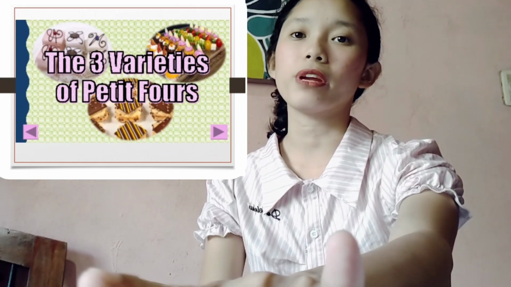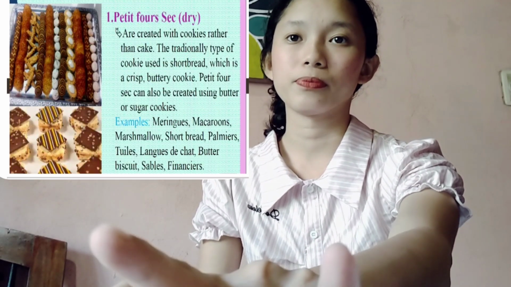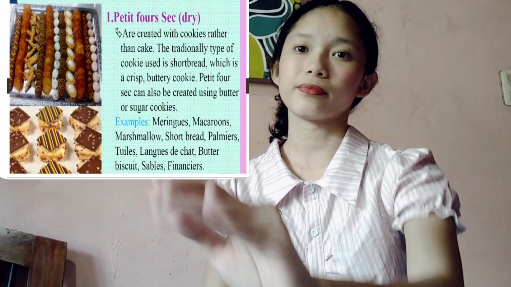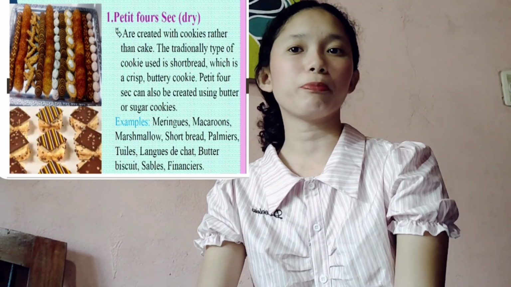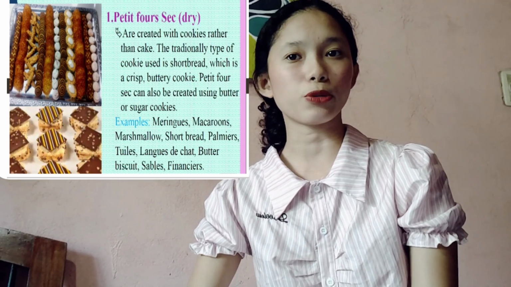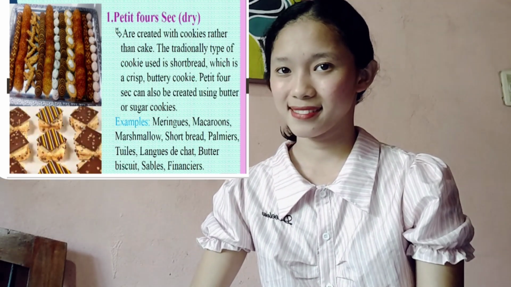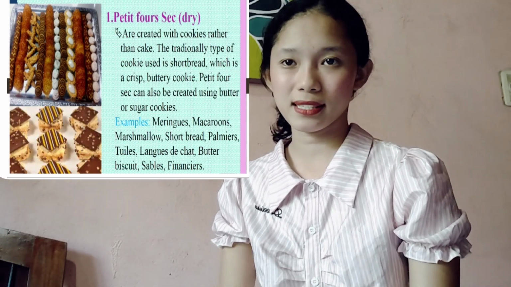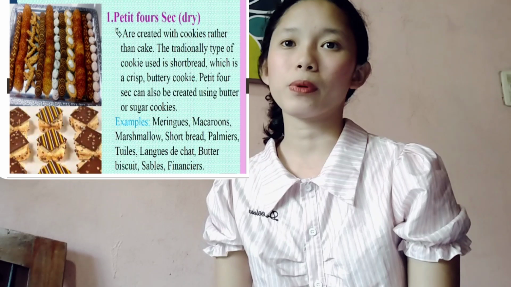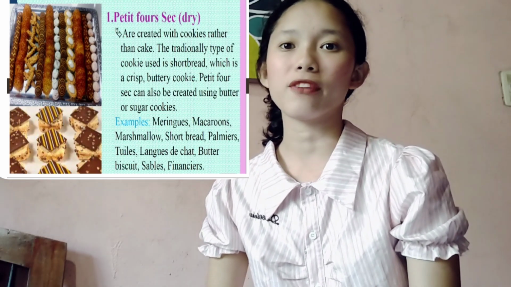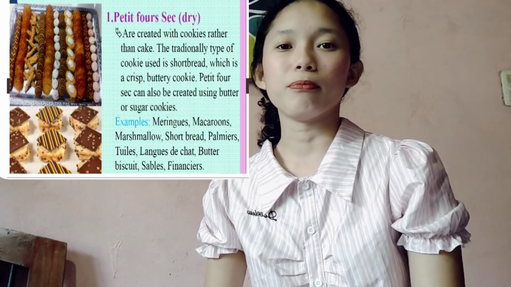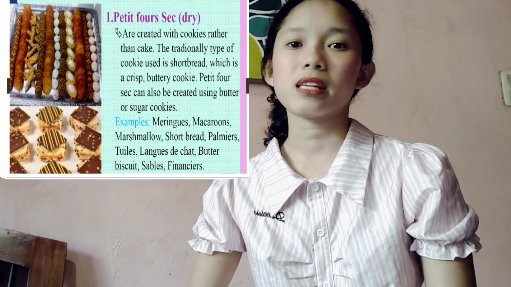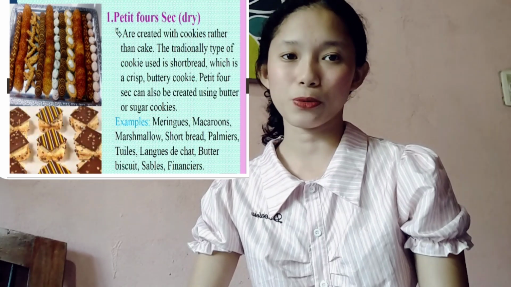Okay, we have the three varieties of Petit. First is the Petit sec or dry. This type of Petit is created with cookies rather than cake. It can also be created using butter or sugar cookies. Okay, we have a lot of examples in the dry Petit. We have the meringues, macaroons, marshmallow, shortbread, sables, and biscuit.